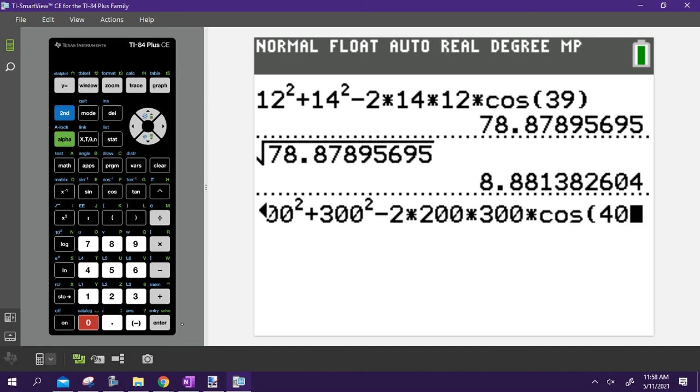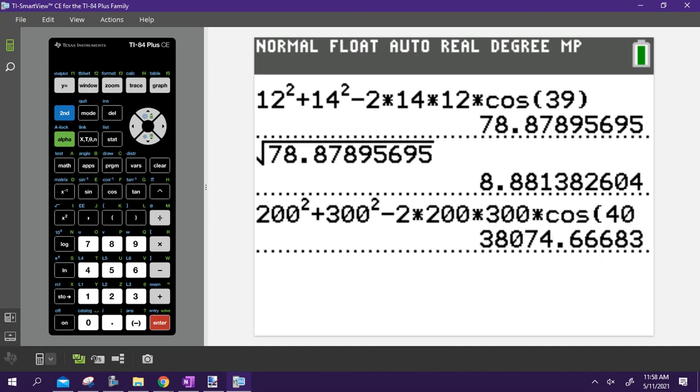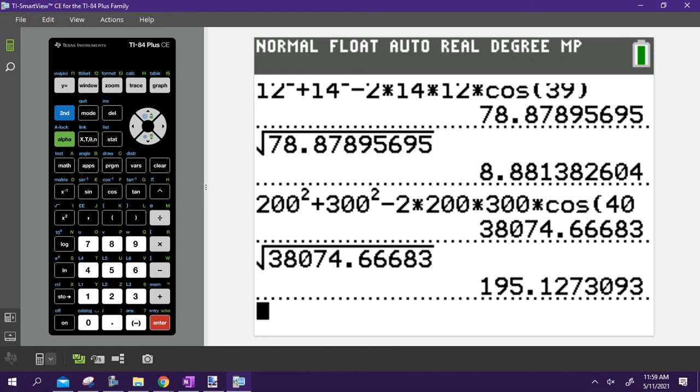You type it in, you hit enter. Boom. That is my answer. That is huge. That's not my answer. I need to square root that. Square root it. Boom. Hit enter. My planes are 195.13 miles apart.